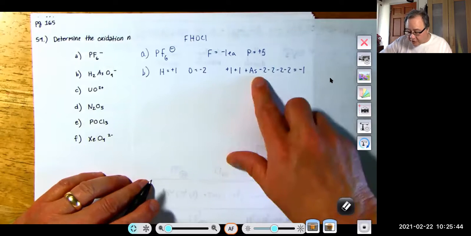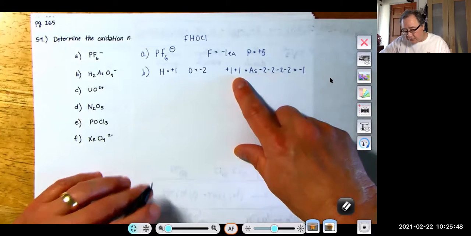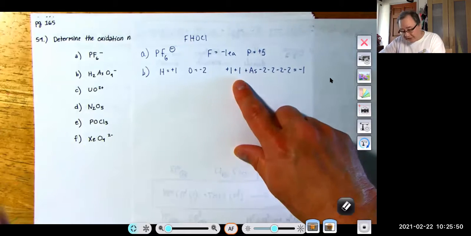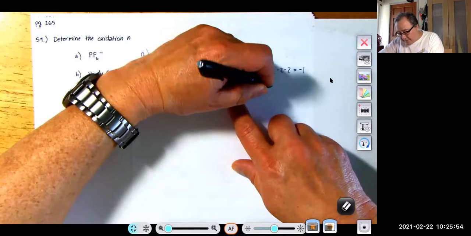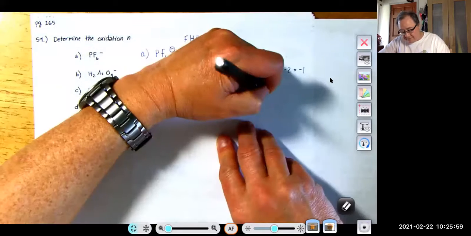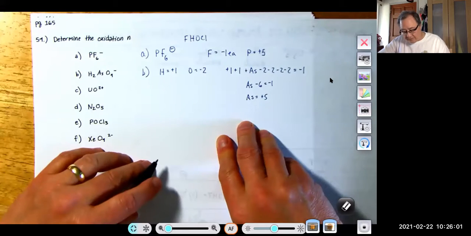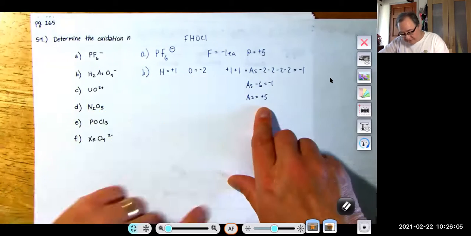We have a charge of -1. So that has to equal -1. All these -2s are -8. -8 and +2 is -6. So we have arsenic -6 is -1. And then arsenic is equal to +5. So we've got +1, -2, and +5.